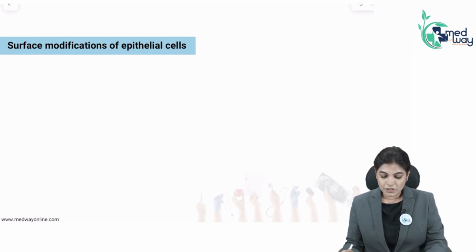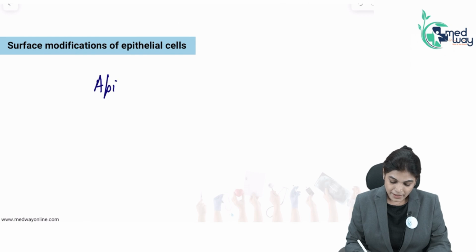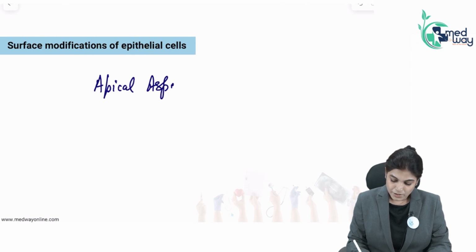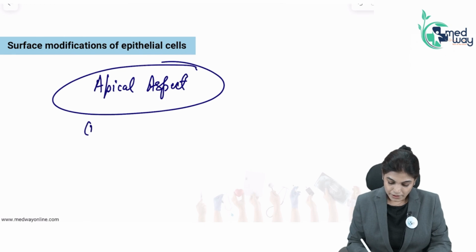Okay. So, if I talk about surface modification of epithelial cells, on the apical aspect we have got 4 modifications.